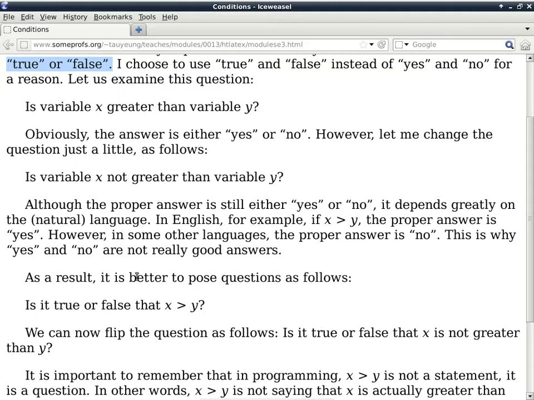So every question will look like this: is it true or is it false that da-da-da-da? And the expression will either be true, yes, in fact, x is greater than y in this case, or it can be false, because x is less than or equal to y in this case. So every question that we ask in this class, in all the future classes in algorithms, you have to think in true, false, and not yes, no.